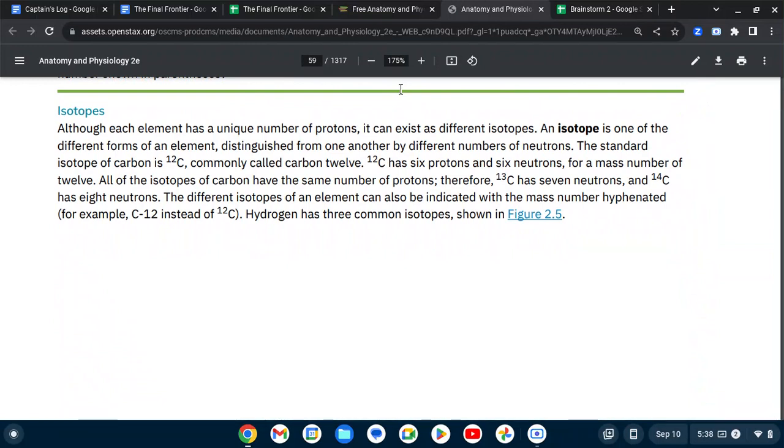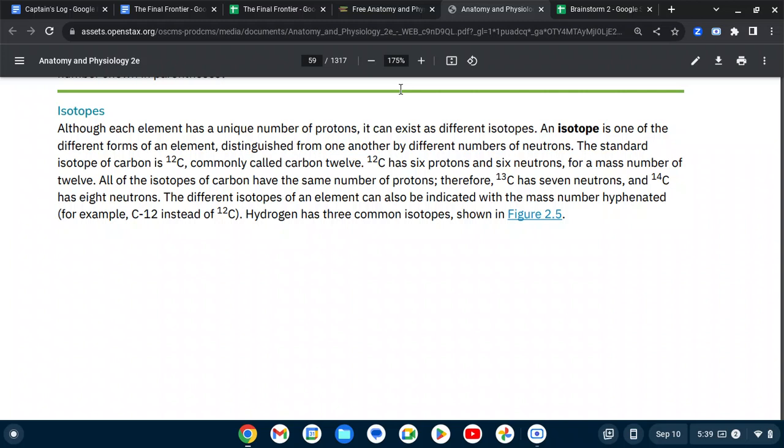Isotopes. Although each element has a unique number of protons, it can exist as different isotopes. An isotope is one of the different forms of an element distinguished from one another by a different number of neutrons. The standard isotope of carbon is carbon-12, commonly called C12. C12 has 6 protons and 6 neutrons for a mass number of 12. All the isotopes of carbon have the same number of protons, therefore C13 has 7 neutrons and C14 has 8.